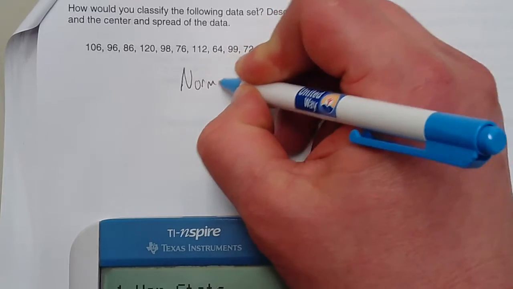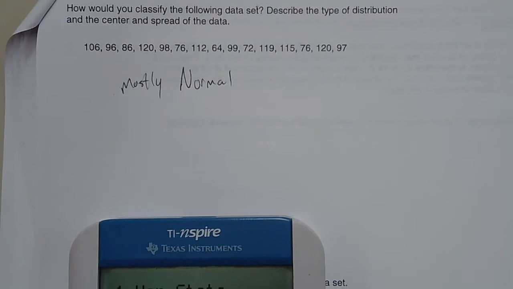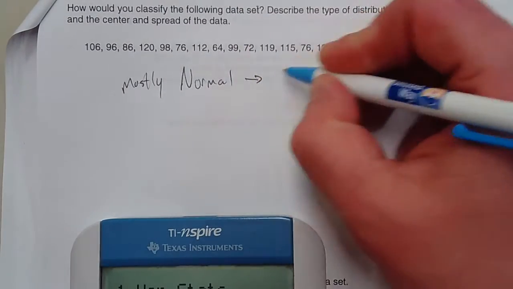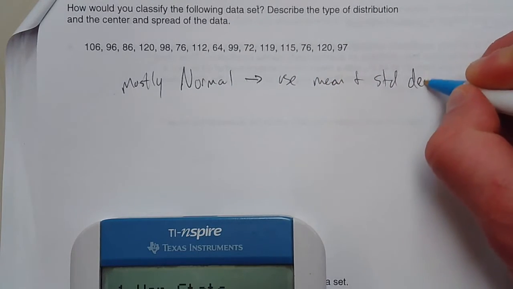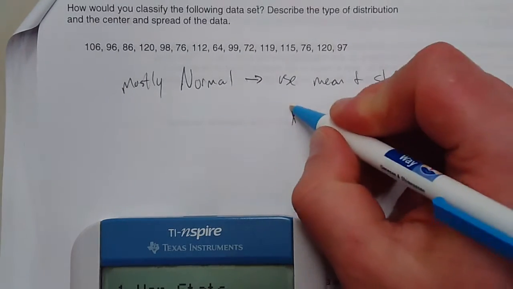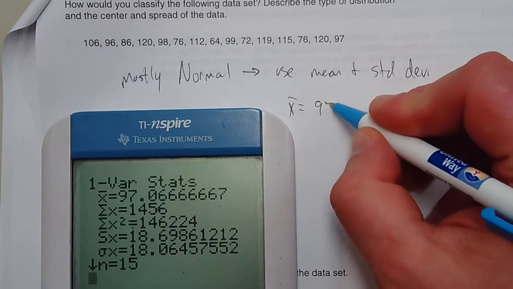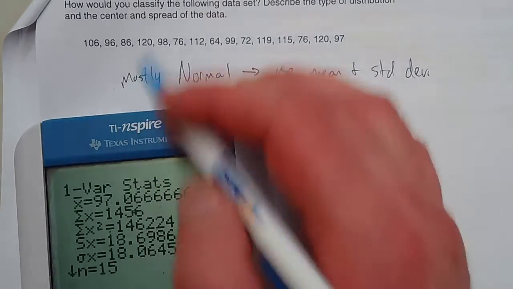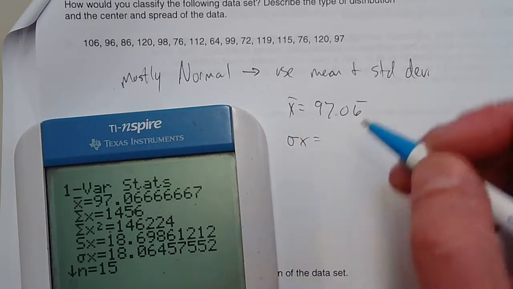I'm going to say normal, or sometimes they'll even say things like mostly normal, or close to normal, versus maybe it just is normal if it's really obviously normal. Now, because it's normal, anytime your data is normal, you should use the mean and the standard deviation. So we can go ahead and give those numbers. The mean was 97.06 repeating. And then the standard deviation, again, if you don't have any background, use the population one. So the standard deviation would be 18.06.